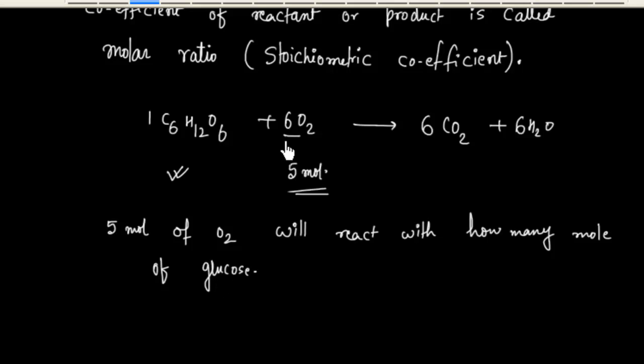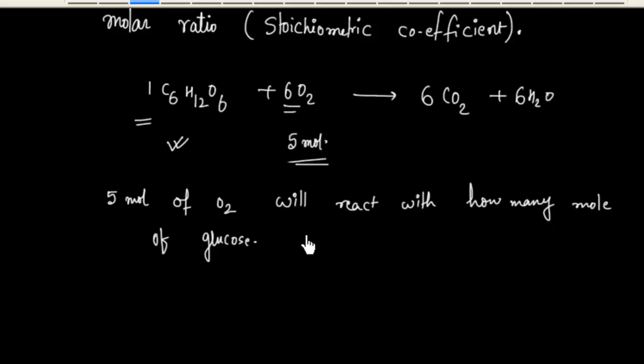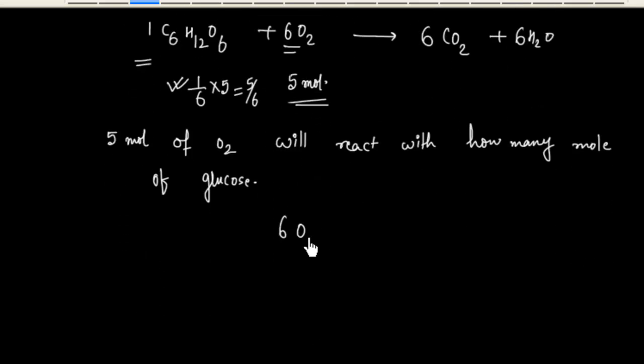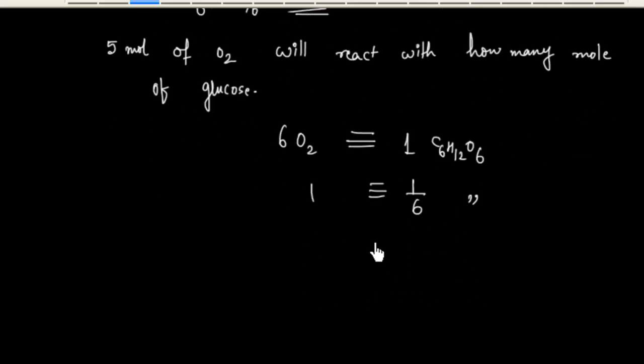So you see 6 moles of oxygen reacts with 1 mole of glucose. So 1 mole of oxygen will react with 1 by 6 mole of glucose. So 5 moles will react with 5 by 6 mole of glucose. Are you getting it or not? So what are we doing? 6 moles of oxygen reacts with 1 mole of glucose, C6H12O6. So 1 mole of oxygen will react with 1 by 6 mole of glucose, and 5 moles of oxygen will react with 5 by 6 mole of glucose.